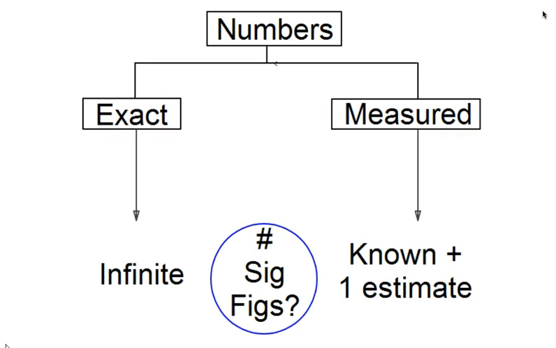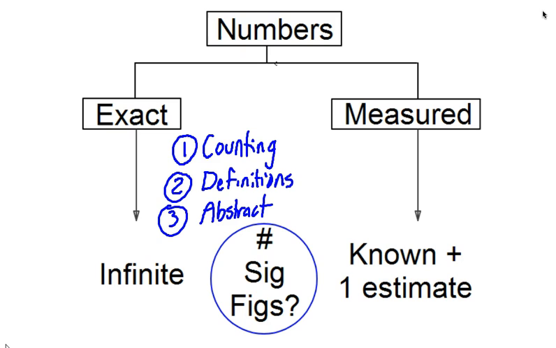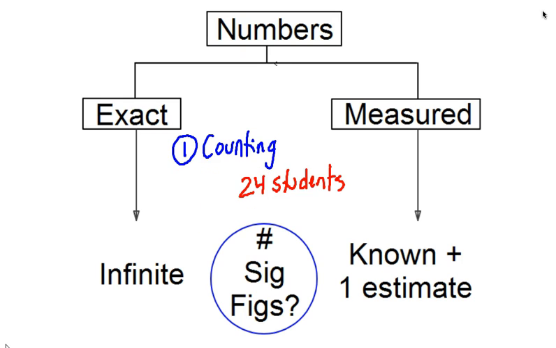A final word on different types of numbers. We've been focusing our attention on measured values, and the significant measured values are all the ones we know in one and only one estimate. But there are exact numbers in this world, and 3 examples are counting numbers, definitions, and abstract numbers. An example of a counting number would be 24 students. If there are 24 students in class, there is no estimate there.